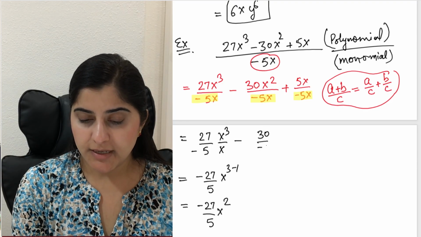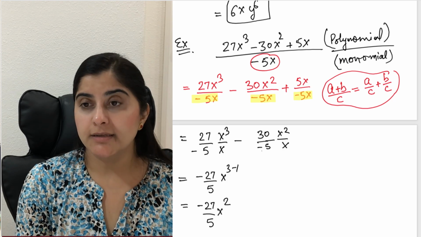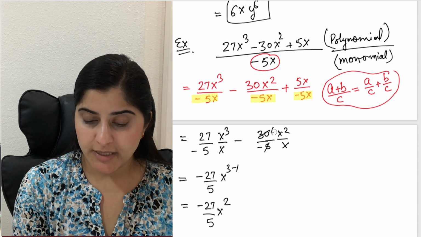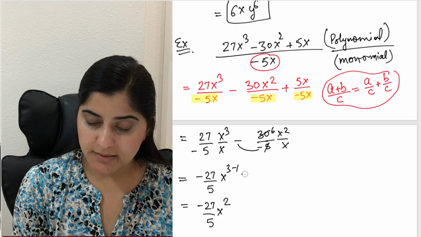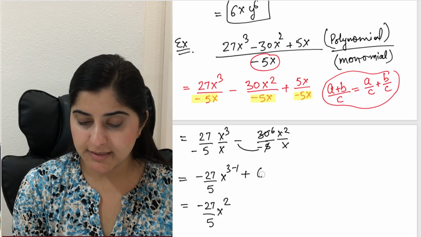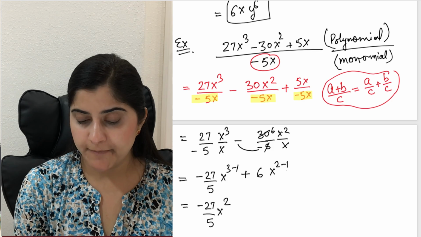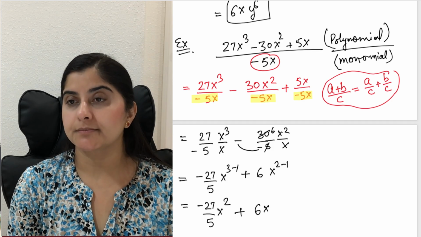Now the second one has a minus sign in the middle. So 30 over minus 5 and x squared over x. So 5 and 30 have something common, 5 is common. So we can write 6 here. And the two negative signs will give you plus. So plus 6 we can write. And here x, we will subtract their exponents. So we get plus 6x, x has power 1.